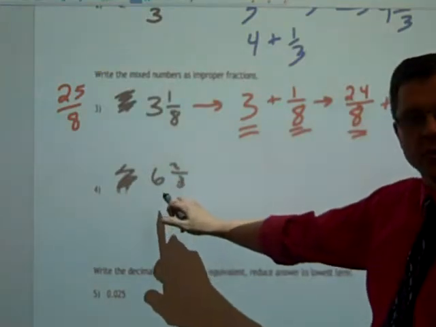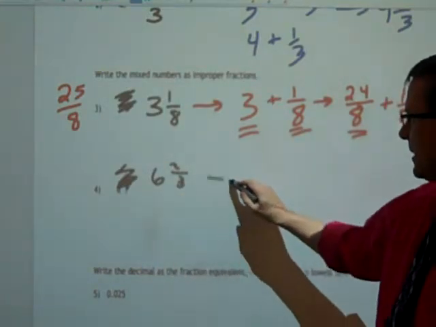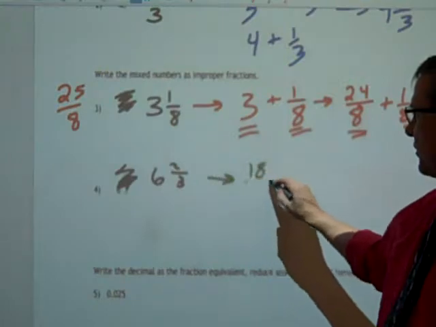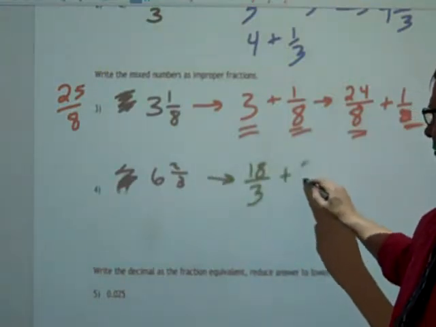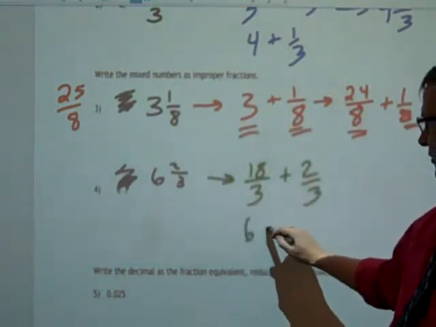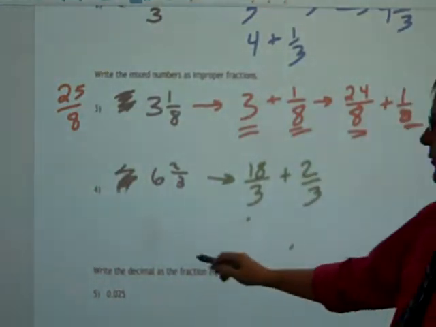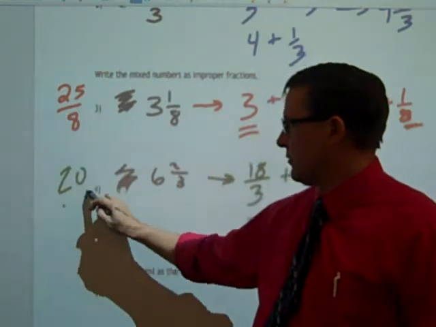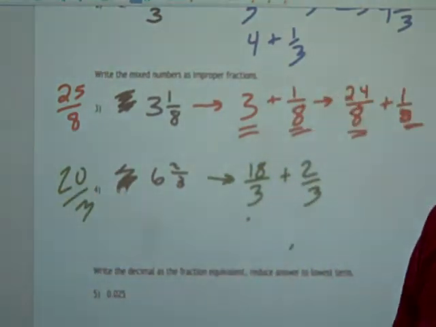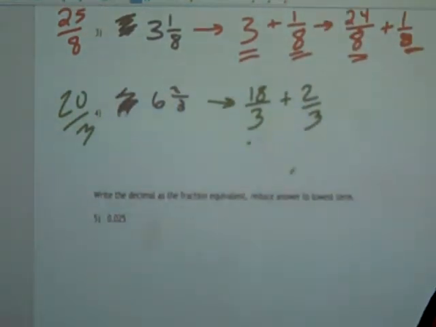So 6 and 2/3 is this number. If you want to try it, pause me. But again, I can picture that 6 and 2/3 is 18 thirds is 6, and 2/3 is 2/3. This is still 6 and 2/3 then. 18 thirds. So this one is 20 thirds.